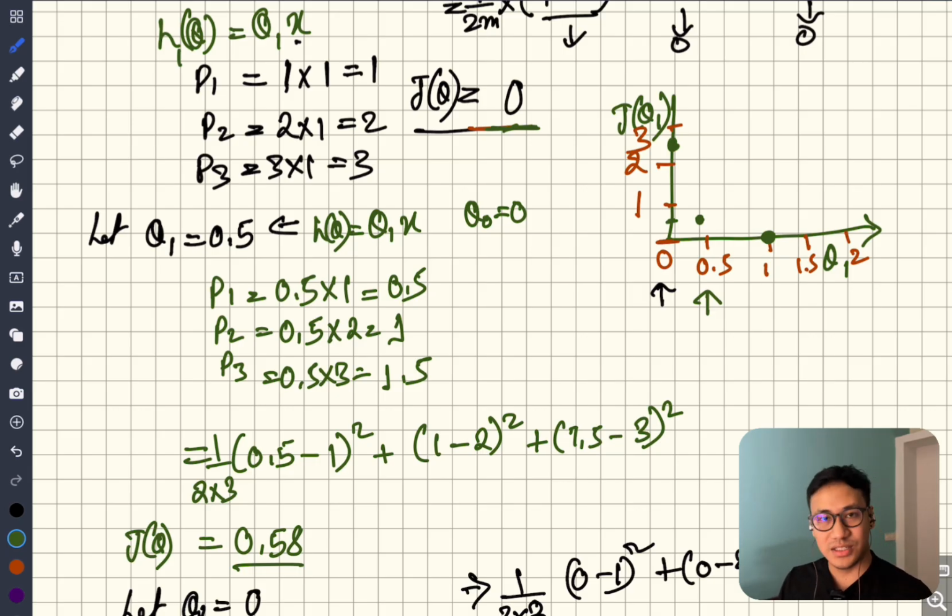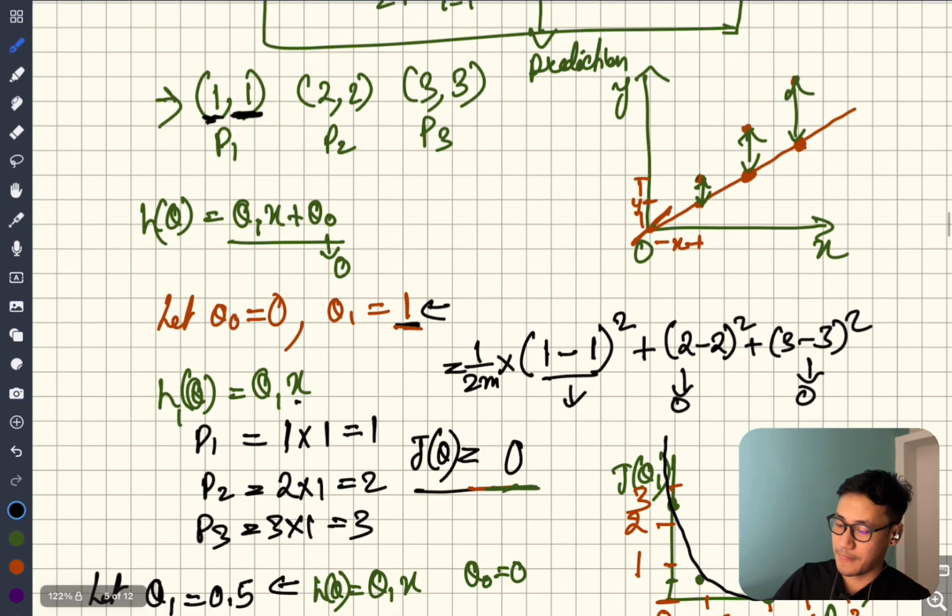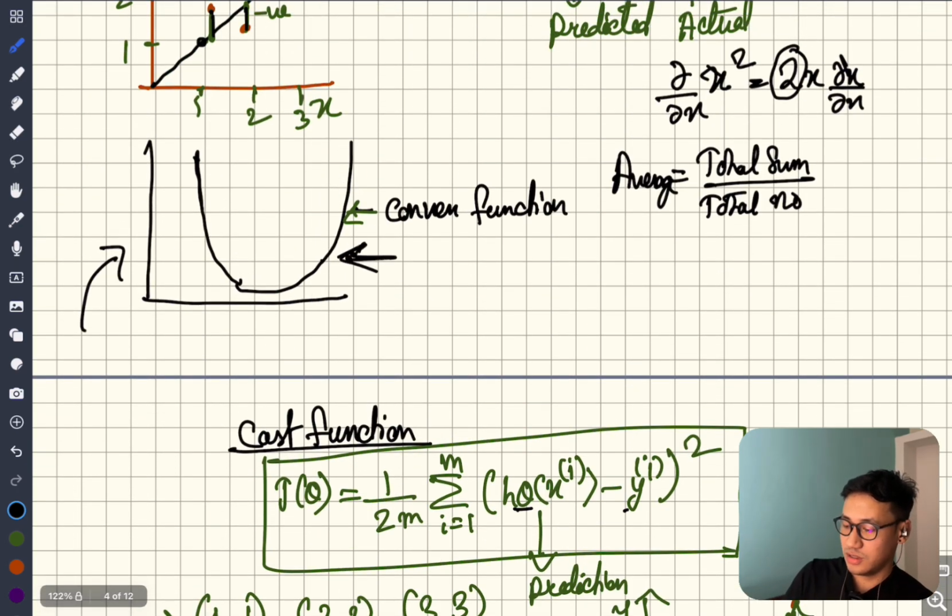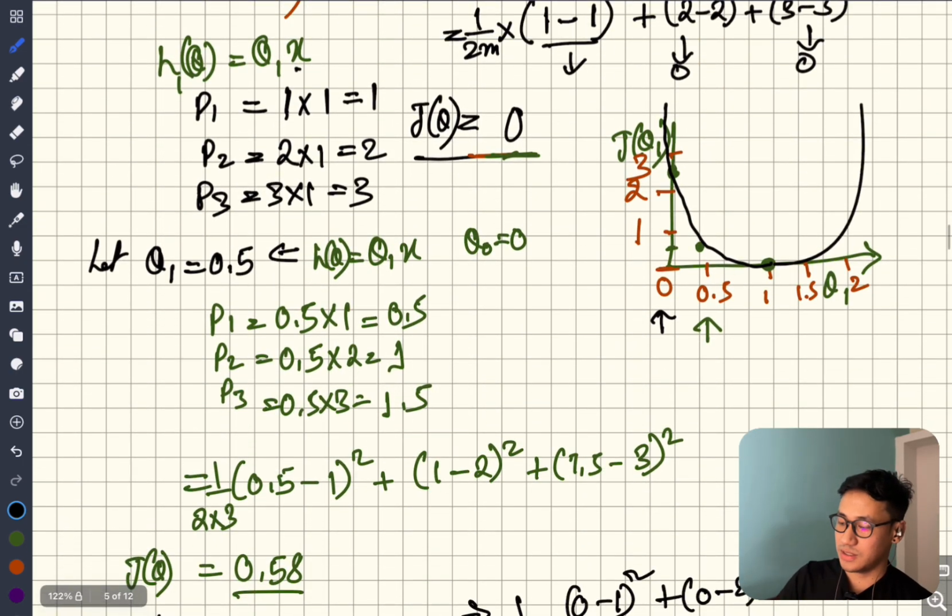If you keep going on and try to change the value of theta 1, you will find one graph like this, that is convex in nature. This is what I was talking about. This cost function will give you a function that is convex in nature. It will look something like this, and your goal is to reach this minimal point. This is the minimal point, called the global minima.